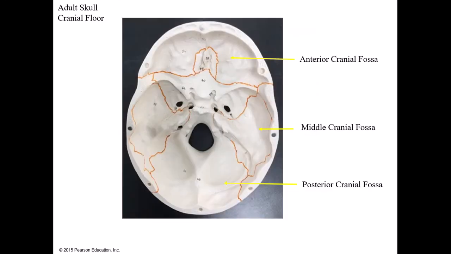And here it is on the real model. Again, anterior cranial floor would be all of this here. The middle cranial floor is a drop down a little bit and here. All that's middle. And then if we go on this side of this little mountain ridge right here, all of this in the middle is the posterior cranial floor.